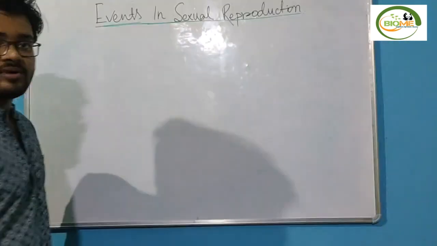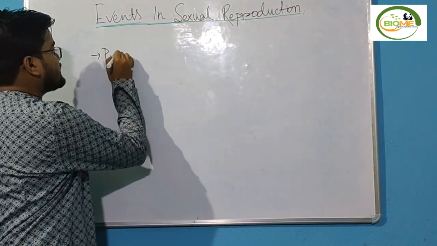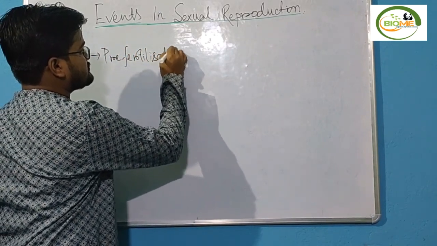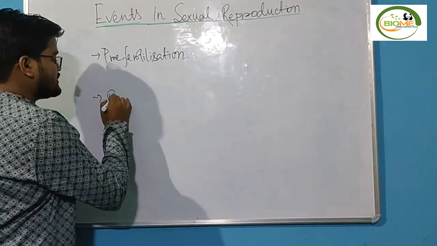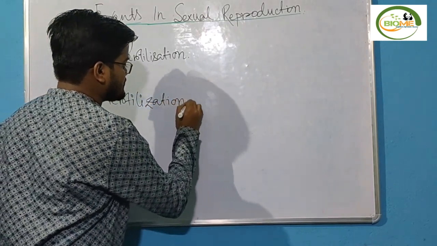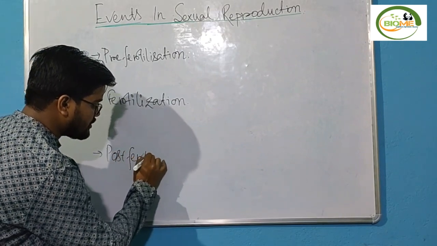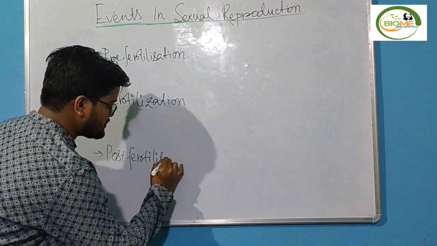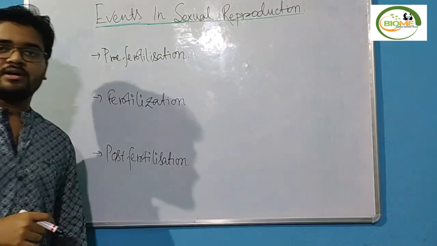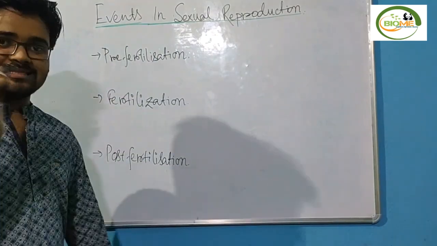They have a total of 3 phases. So what are those 3 phases? The first phase is pre-fertilization, the second is fertilization, and the third is post-fertilization. So, pre-fertilization, fertilization, and post-fertilization. Let's start with each point in detail.